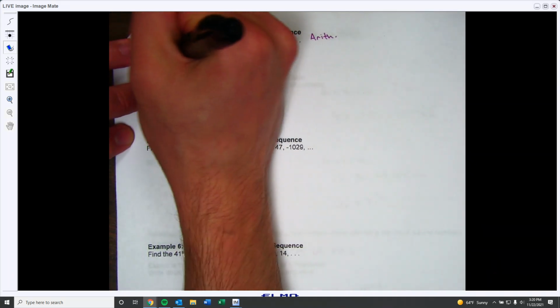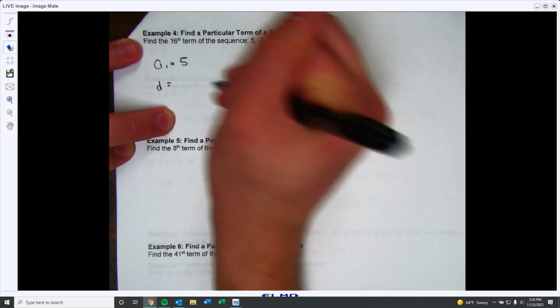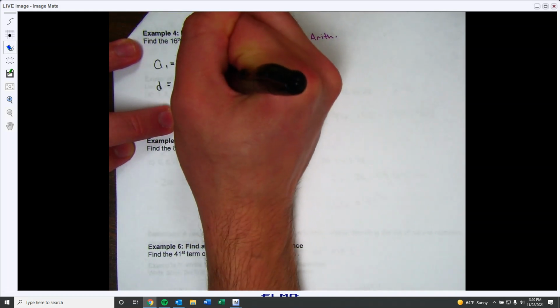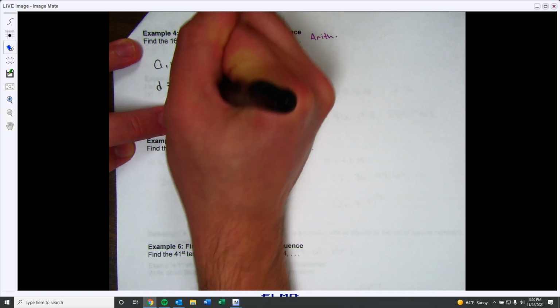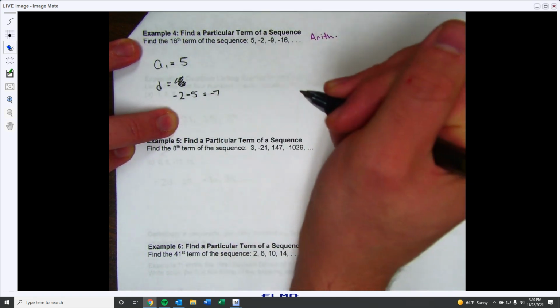And for the arithmetic part, I need the first term, which luckily is listed out for us as 5. I need my common difference. So I have 5, or sorry, not 5. I wrote that out wrong. I have negative 2 minus 5, which gives me negative 7.